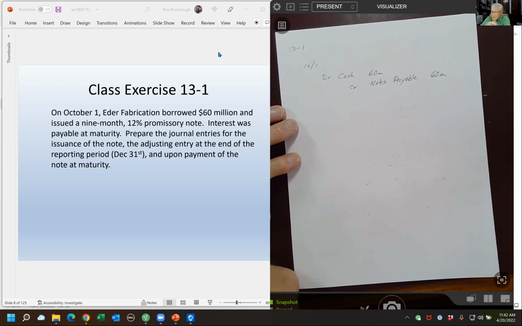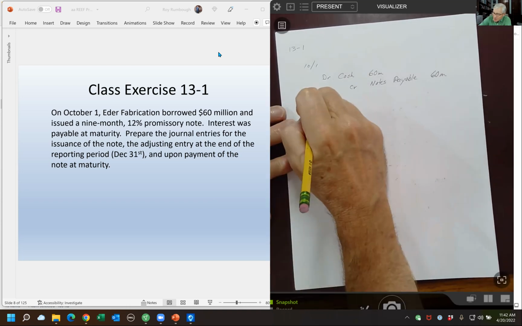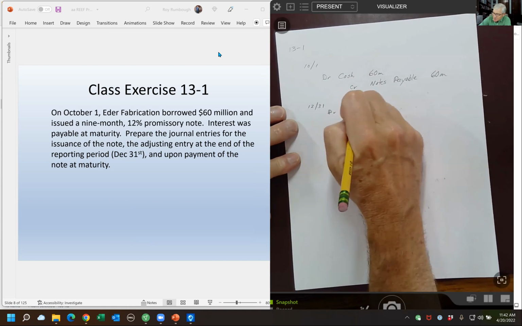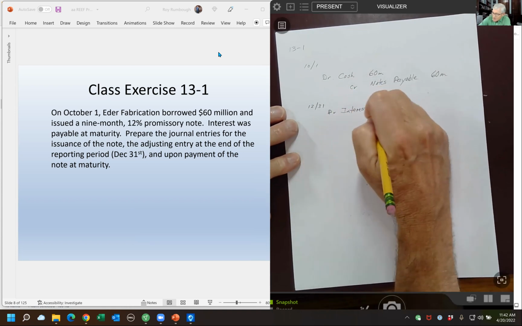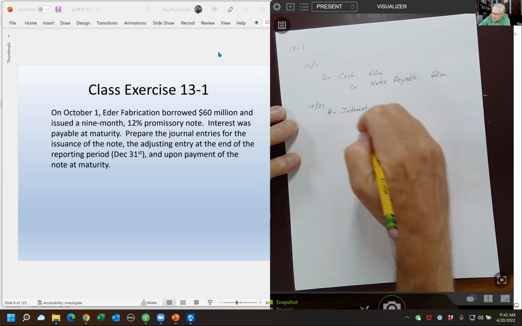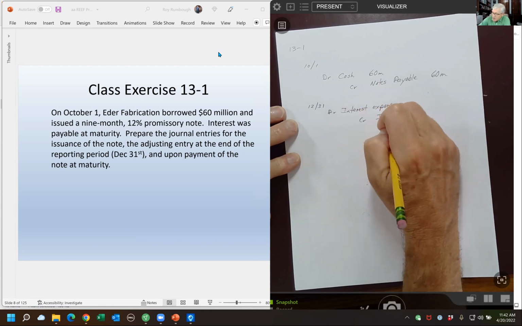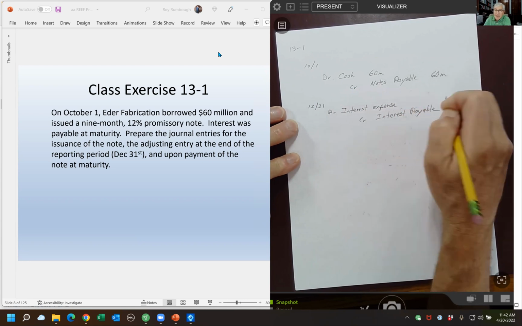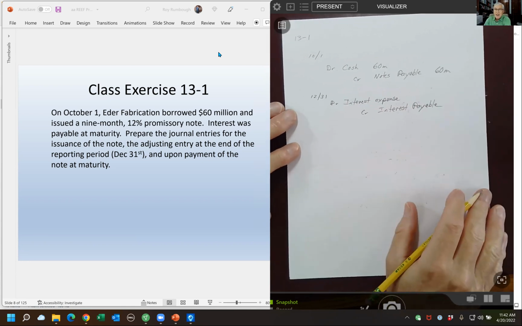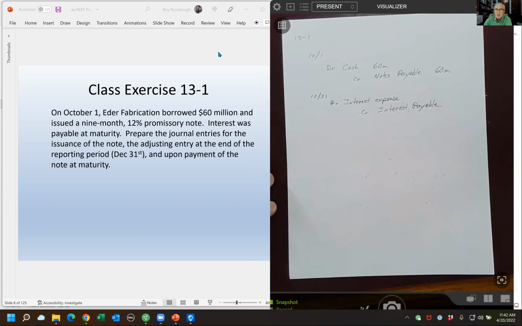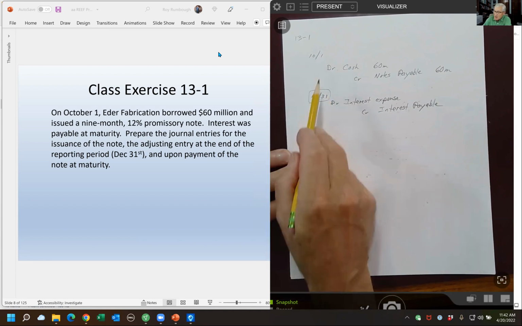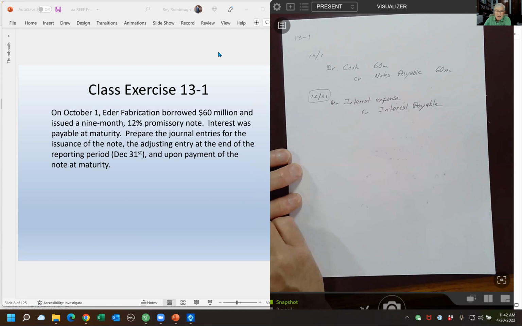And so when we're closing the books on 12/31, we've got to record interest expense. But we haven't paid it yet, so we're going to credit interest payable. Again, this is the second entry that you have to know for this particular topic, notes payable. We're going to cross over an accounting period. So from October 1 to 12/31, there was interest expense.